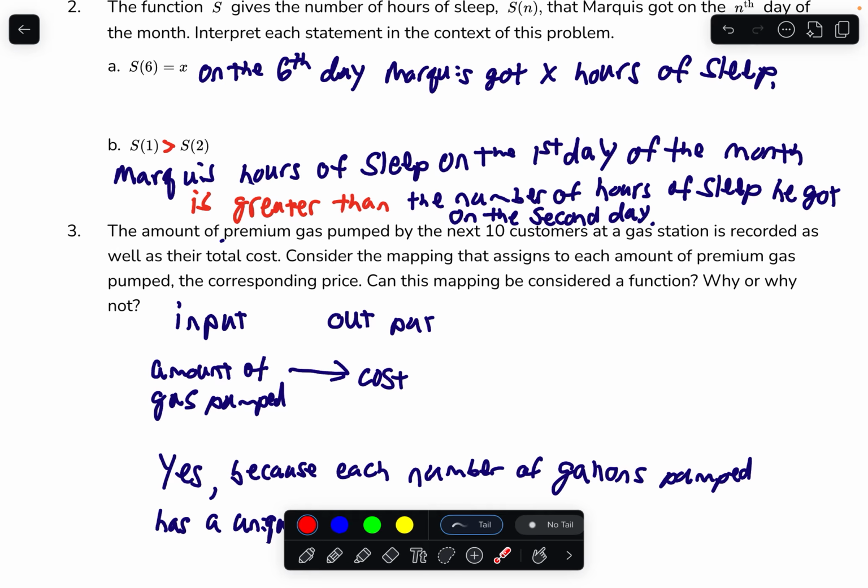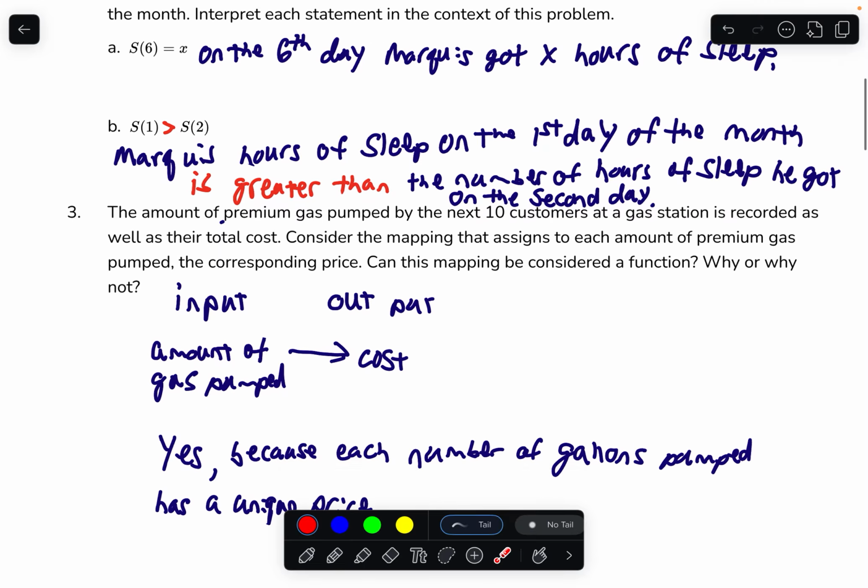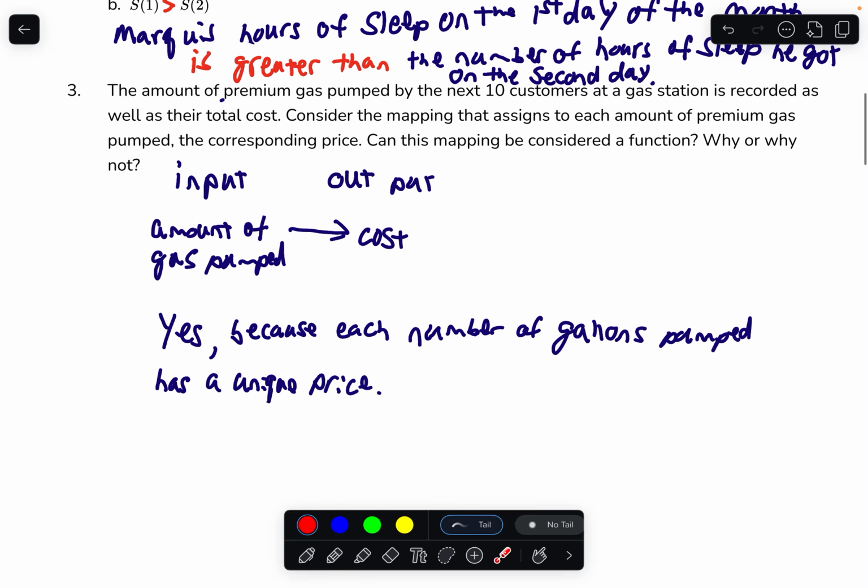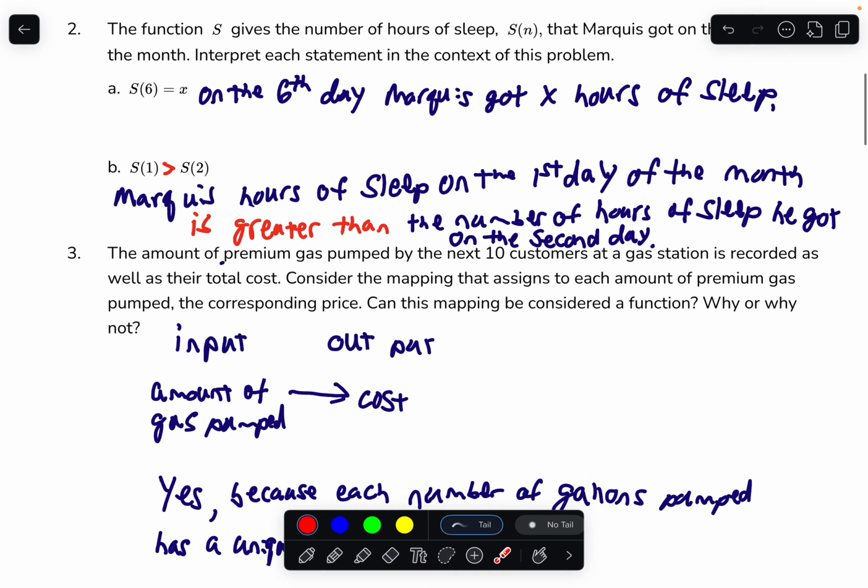Well, that means that Marquis' hours of sleep on the first day of the month is greater than, because of the greater than symbol, the number of hours of sleep he got on the second day. All right. I hope that makes sense. It's pretty straightforward. It should take you just a couple minutes to do problems 1 and 2.